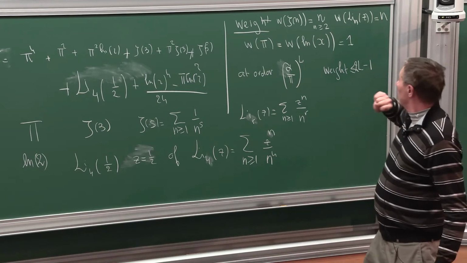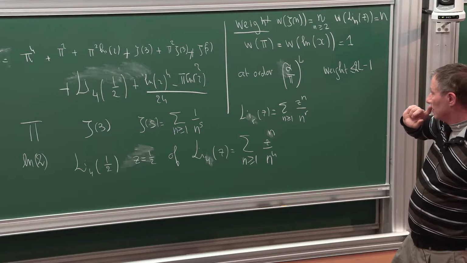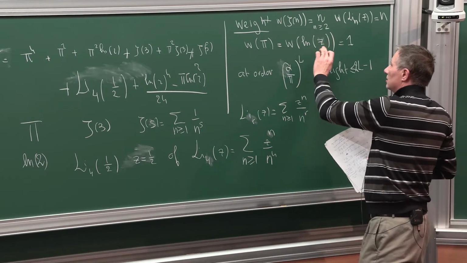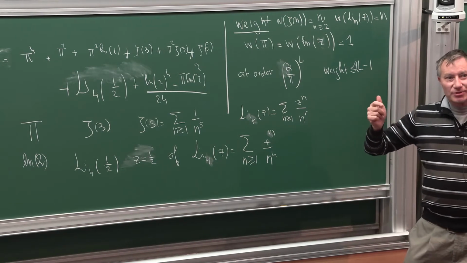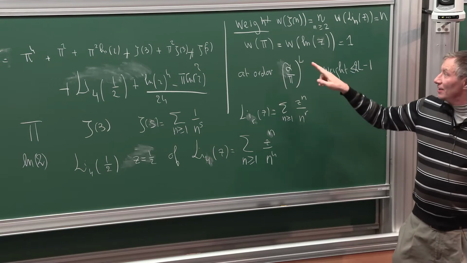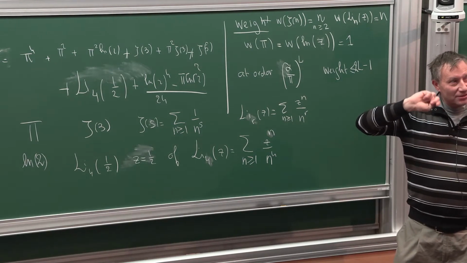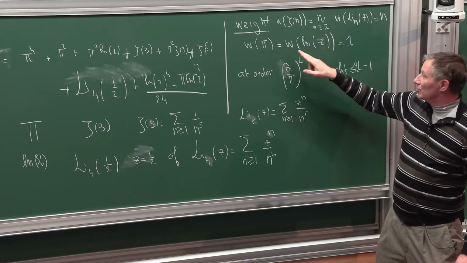So it is the x that you have in log of x. So it's a function of z. Someone is asking: what is the weight of log square? 2. So the weight is additive. The weight is additive. Okay. So the weight is additive.